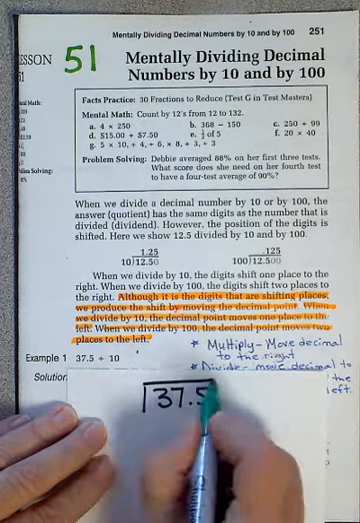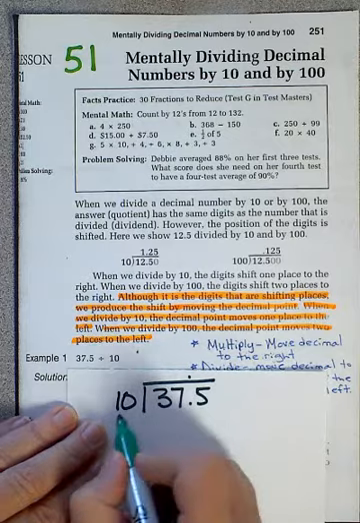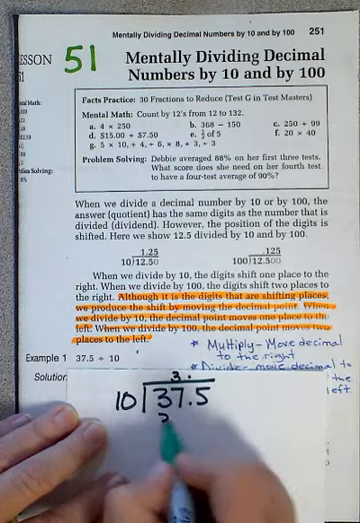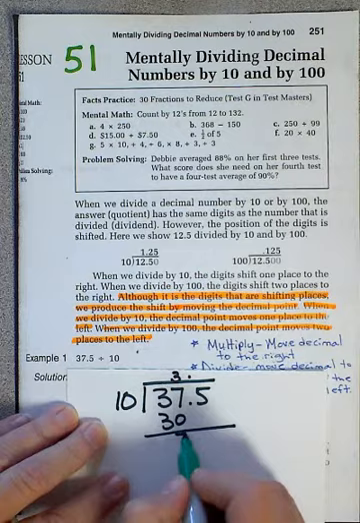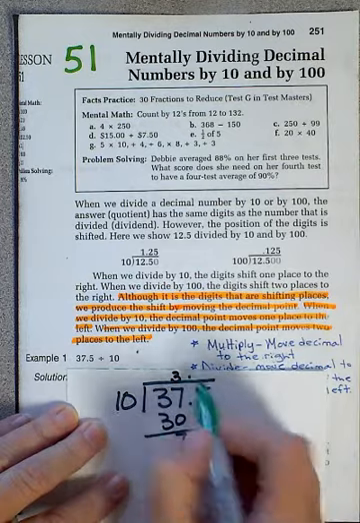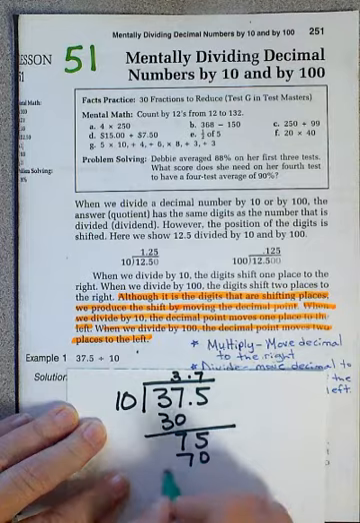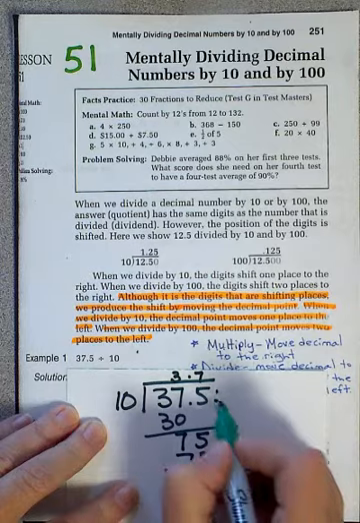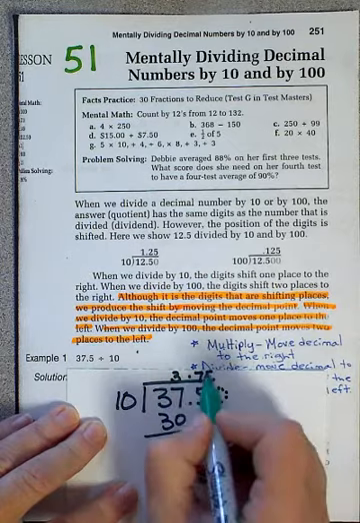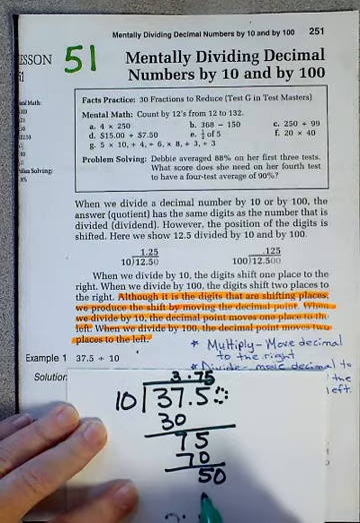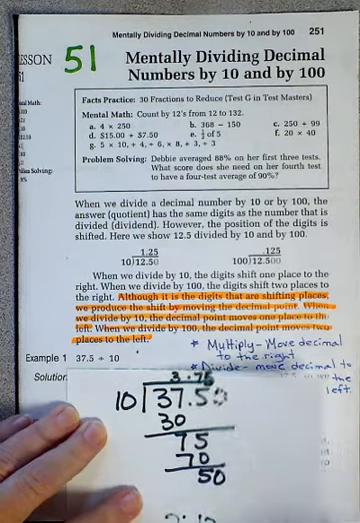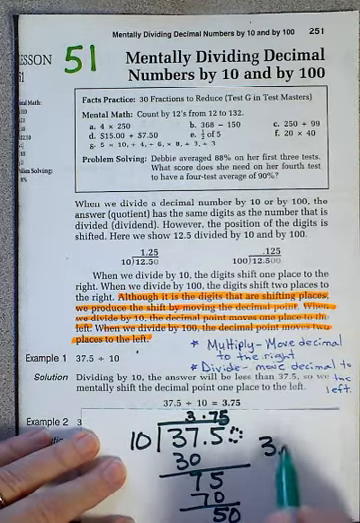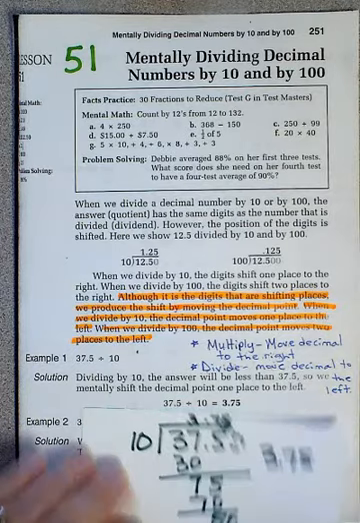Divided by 10. Our decimal goes straight up. 10 goes into 37 3 times. 30, subtract, bring down. It goes in 7 times. 70, subtract, 5, bring down an imaginary 0, and 5 times. And if you continue on to solve that problem, you know that we are now finished. And in fact, our quotient, our answer is 3.75.